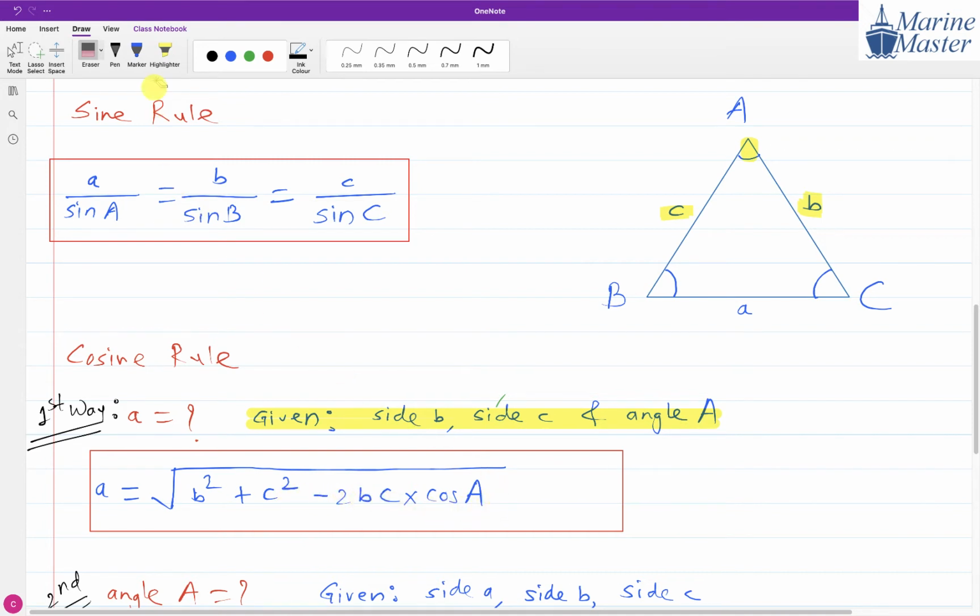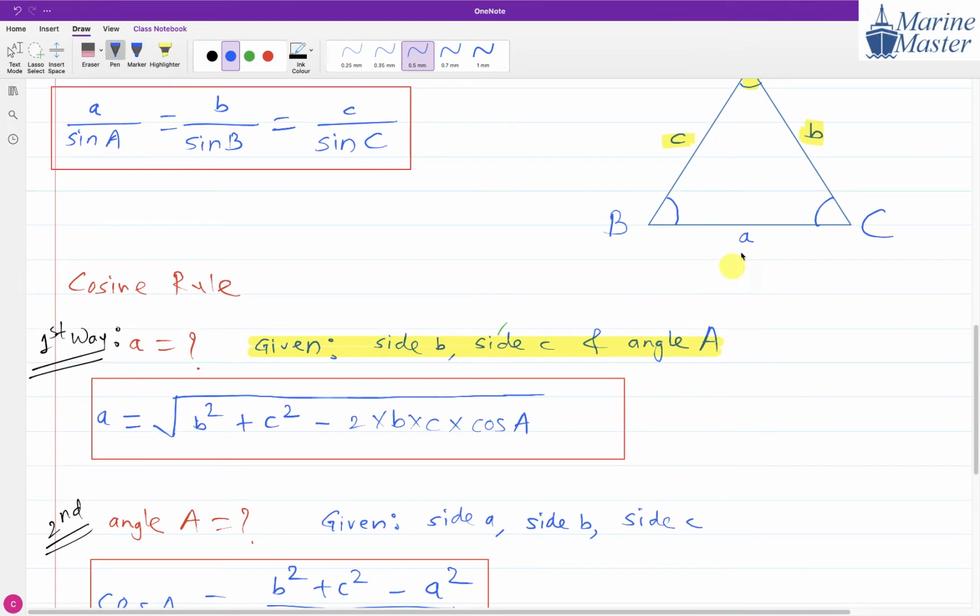I will write it down properly: 2 times side B into side C into cos A, cos of angle A. So this is the first way of the cosine rule. We use it when we have angle A and a side adjacent to the angle A, and we have to find the side opposite to angle A. Then we will use the cosine rule.